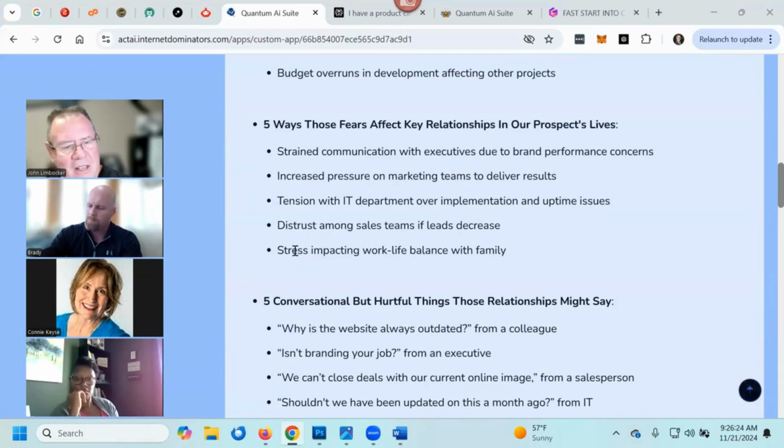Oh, here it is. I was looking for this. Like, where's the family problems? Stress impacting work-life balance with family. So it's interesting that this is the least important for this particular segment. But when I think about it, it actually makes sense. These people are really career driven. They're highly, highly motivated towards career, more so maybe than family. And that is something about this particular segment that you need to understand.